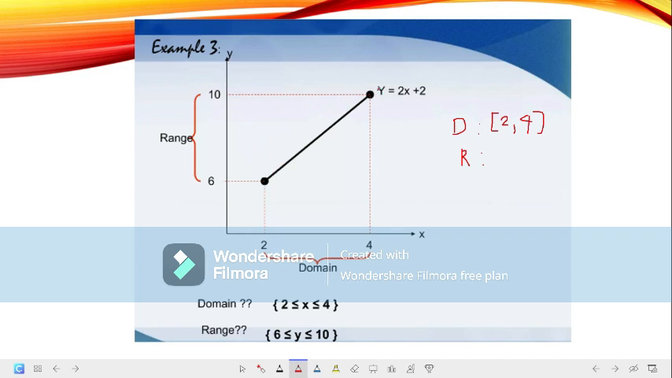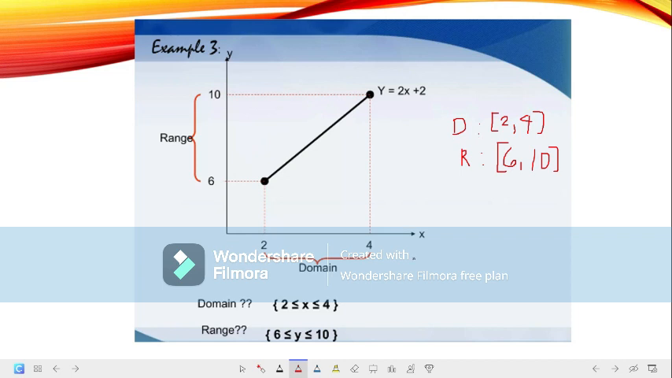So we'll have this one. Our range is the set of all numbers in which 6 is included. So there's 6, then you have comma, then 10. Okay, so this is now our interval. This is how we're going to express the graph using interval for our domain and range.